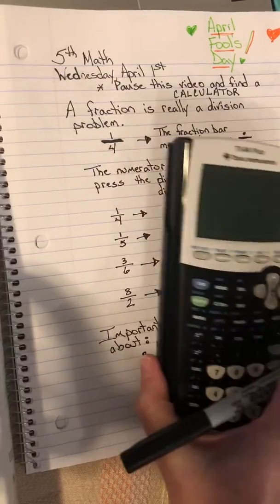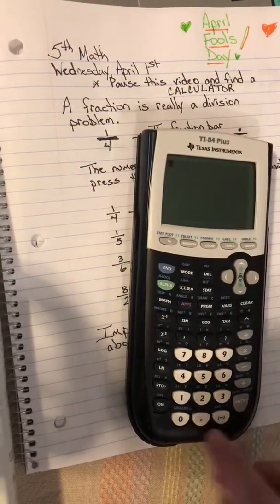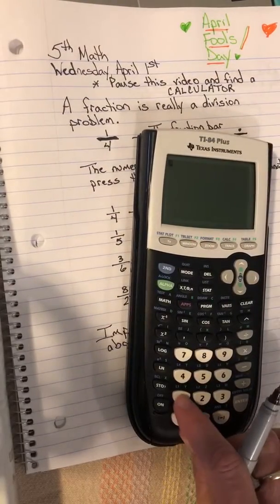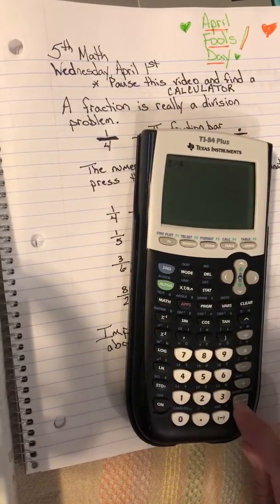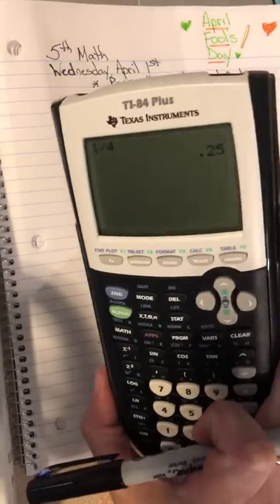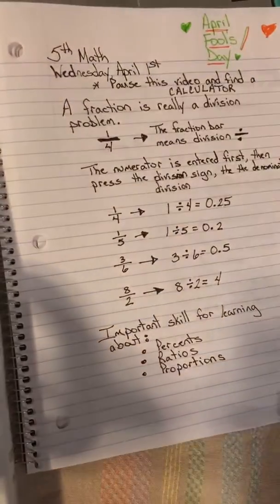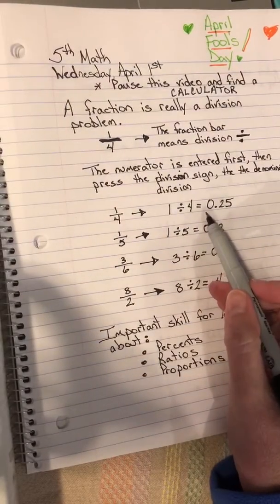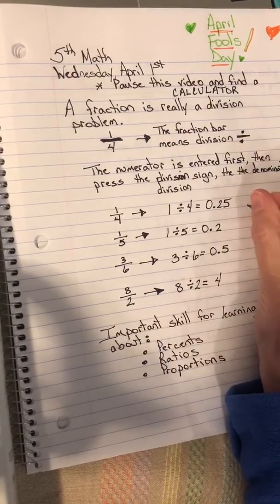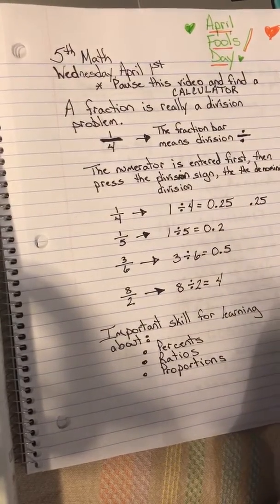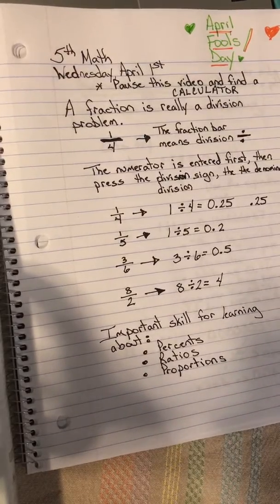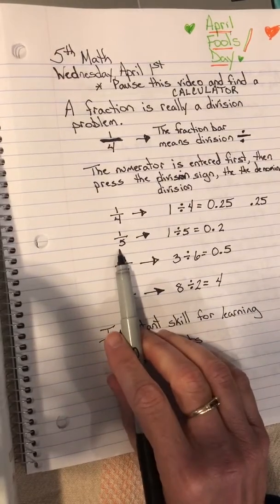Our first one is 1/4. So in your calculator, put in 1 divided by 4, hit equal or enter. And you should have the answer 0.25. Okay, clear it out. Let's try another one.